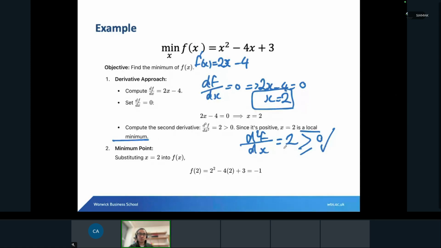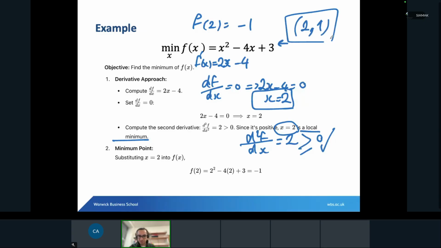Now, if you check the sufficient optimality condition, it is strictly positive, so it becomes our global optimum at the same time. The value of f(x), just plug this into the main function, f of 2, which gives us -1. So the point that we have, it is one-dimensional space, right? So it is 2 and 1, the point that we have.